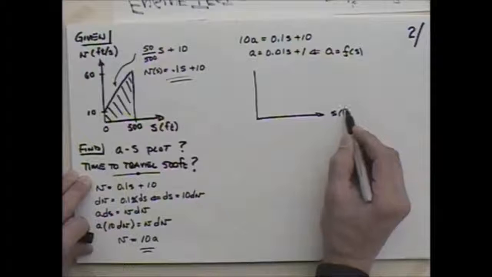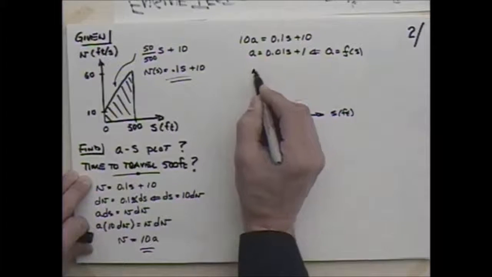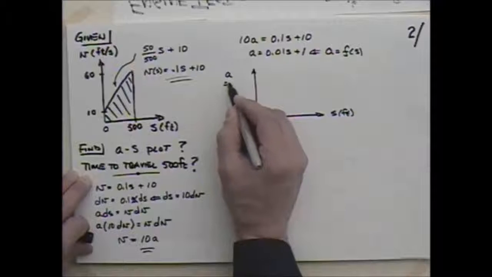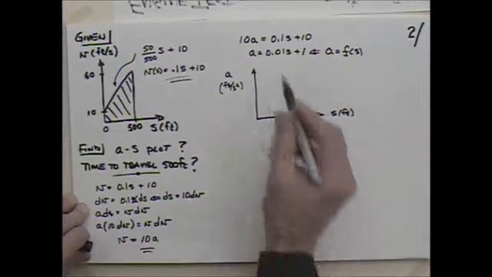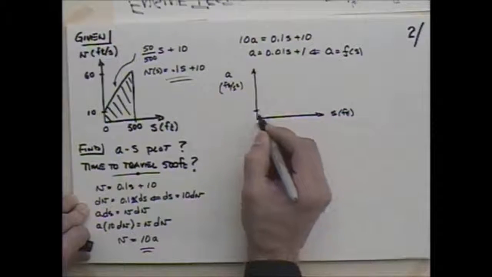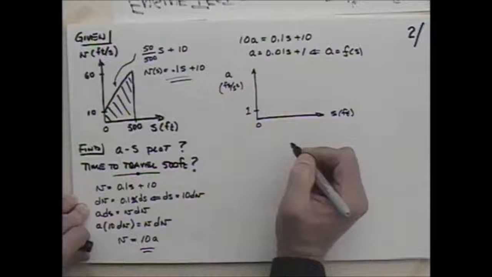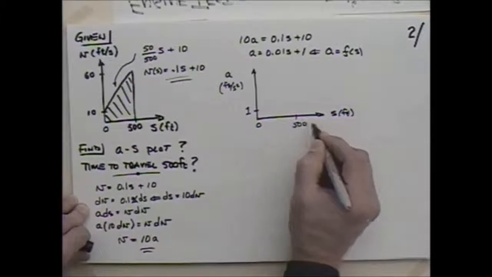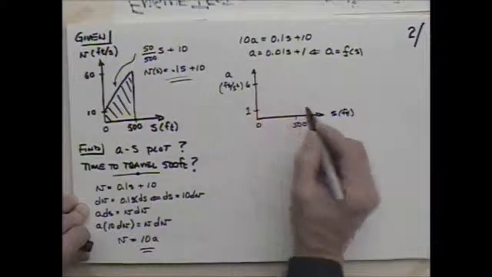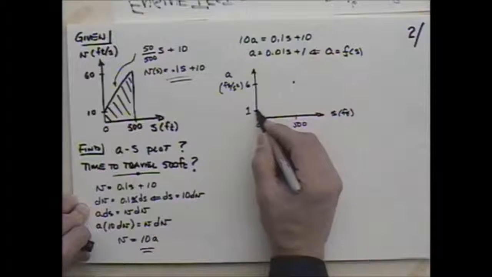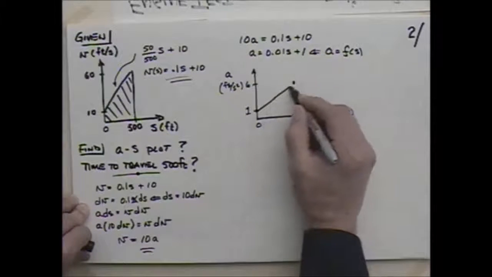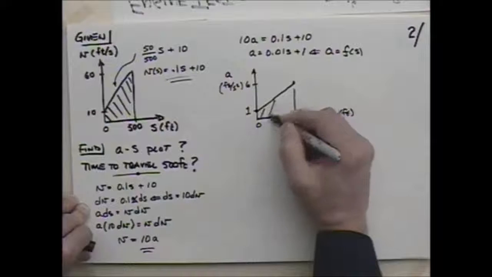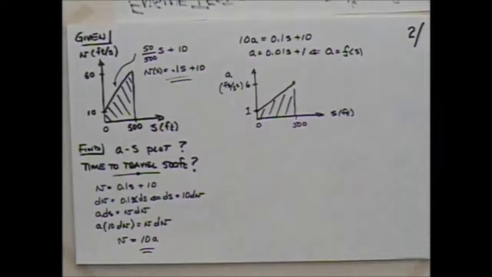So there's s in feet and a in feet per second squared. And what's that going to look like? If I put 0 in there, what do we come up with? 1. And if I put 500 in there, what do we come up with? 6. And what kind of an expression is it between those? Looks like a linear expression, right? So there's our plot of acceleration versus position.